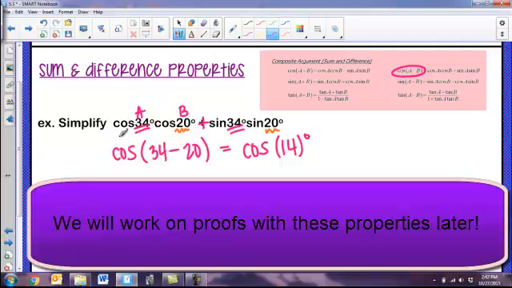Okay, so again, I said that this was the cosine of A minus B because I looked at my formula chart and I saw that the one that had both cosines and a plus sign in the middle was a minus.